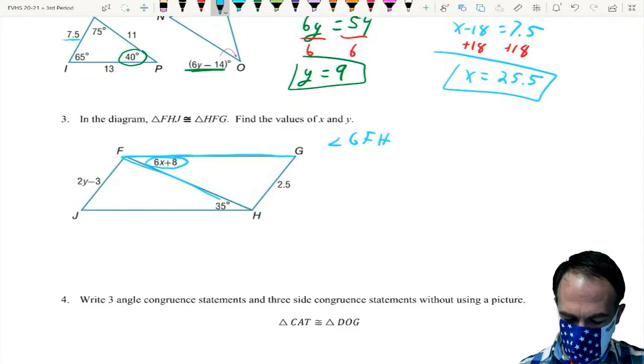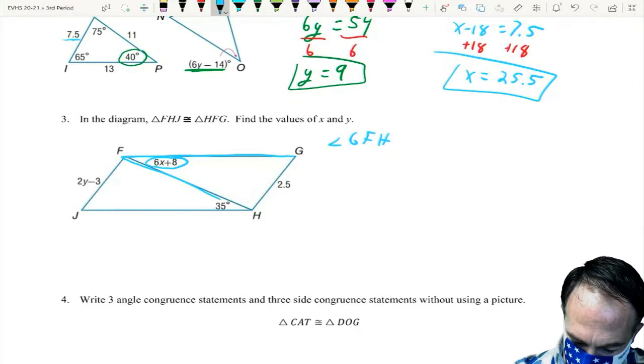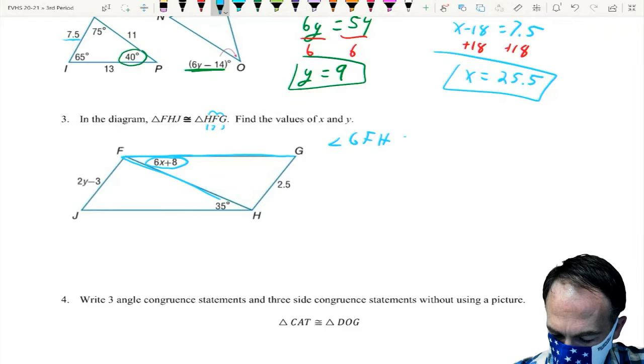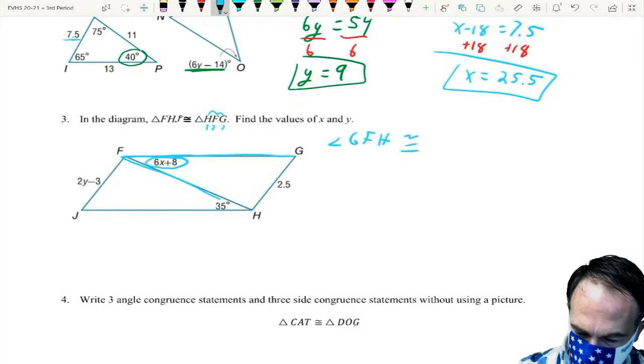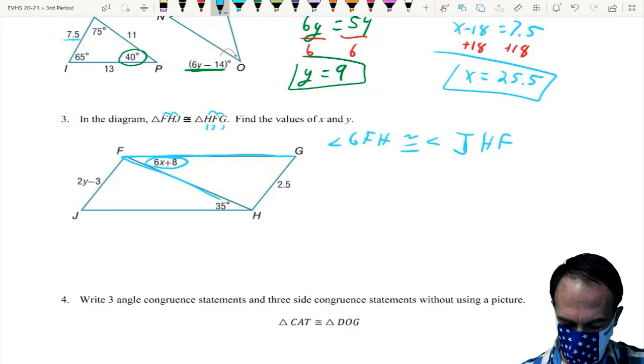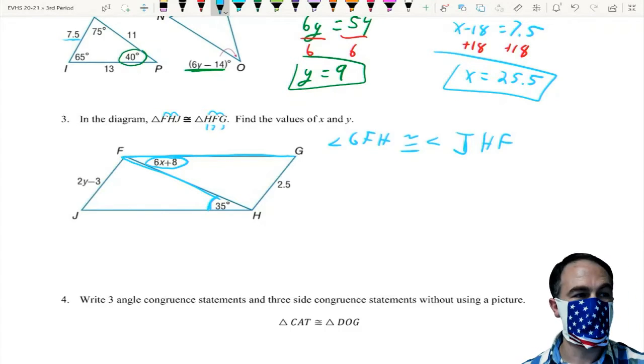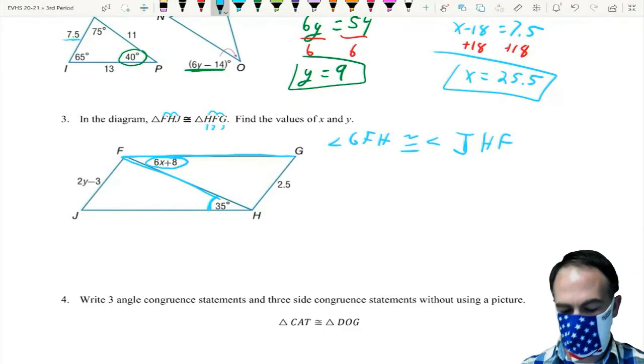So whenever I look at my congruency statement, I'm going to look for angle GFH in there. Now that happens right here, GFH. That happens in positions 3, 2, 1. Now I know that that is going to be congruent to, again, positions 3, 2, 1, JHF. So angle JHF. Now I go and look at my triangle, and I see that JHF is this angle here. So now I can say that 6x plus 8 equals 35.